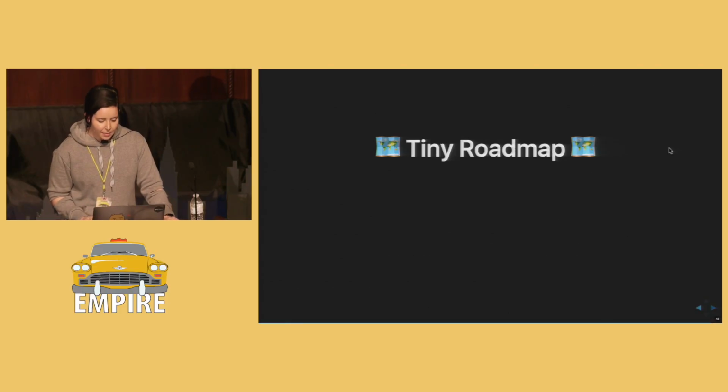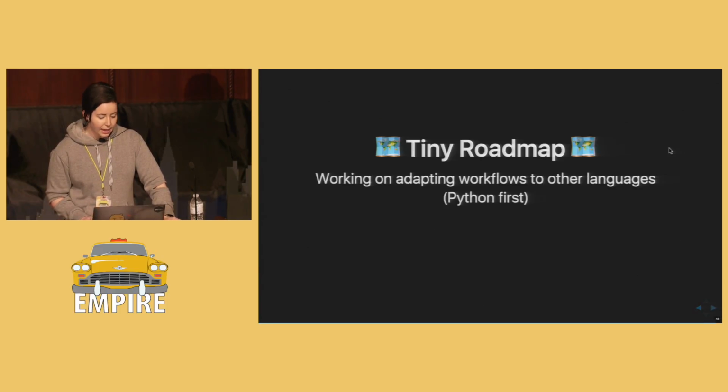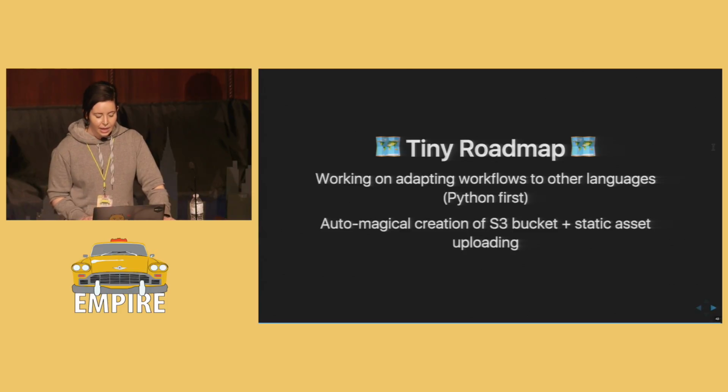And as for a tiny roadmap, right now this is all JavaScript, because we made it for our use case, which is very much JavaScript up and down the stack. We are working on adapting those workflows to other languages. Most likely we're going to do Python first, just because I've been doing some Python stuff and I've got a good excuse. And also the automagical creation of an S3 bucket and static asset uploading. Right now that is not automatic, but I bet there are some websites with static assets out there, so that seems like a pretty high priority to me.